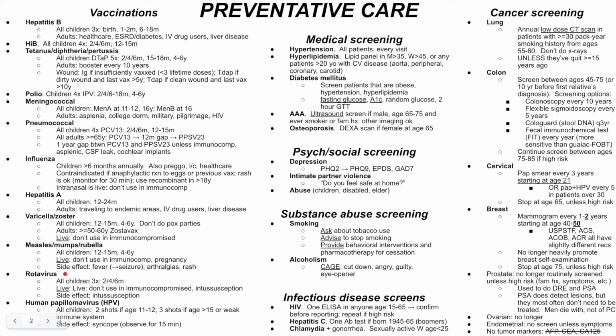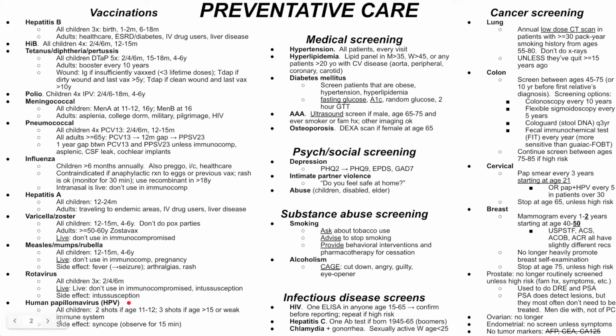Rotavirus is another vaccine. Kids can get 3 doses of this, also at 2, 4, and 6 months. This is another live vaccine, so you don't want to use it in immunocompromised people. The main side effect here is intussusception, or telescoping of the bowel. So if a kid has a history of that, you don't give them the rotavirus vaccine.